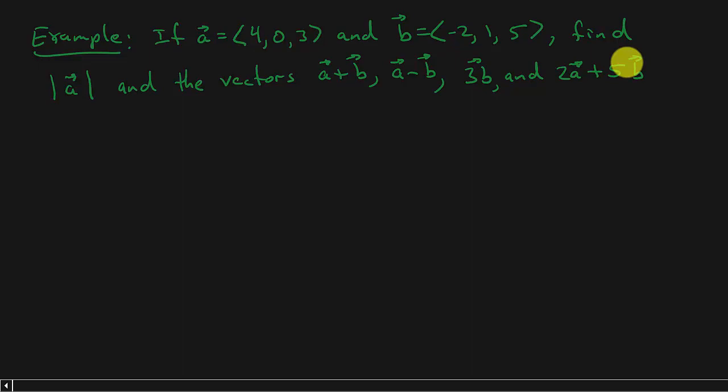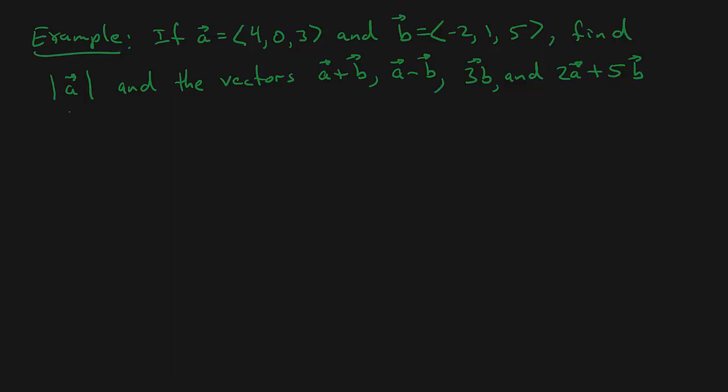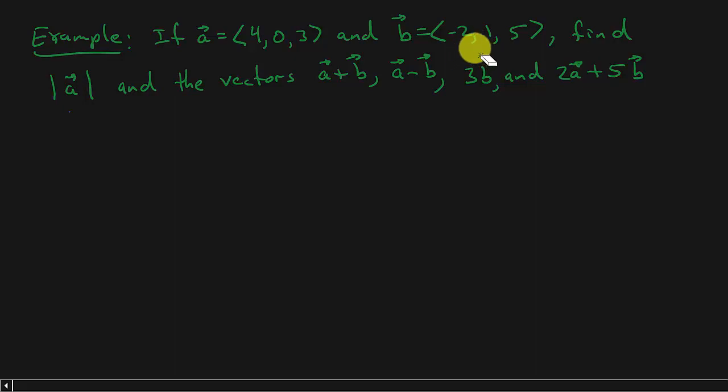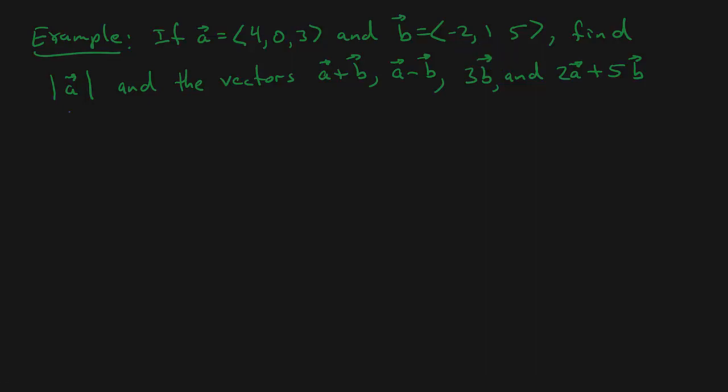So if we have vector A is 4, 0, 3, vector B is negative 2, 1, 5. So we want to find the magnitude of A, or the length of A, and we want to find the vectors A plus B, A minus B, 3 times B, and 2A plus 5B. And that arrow there looks like it's over the 3 and the B. It's over the B. All right, so let's go ahead and get started.